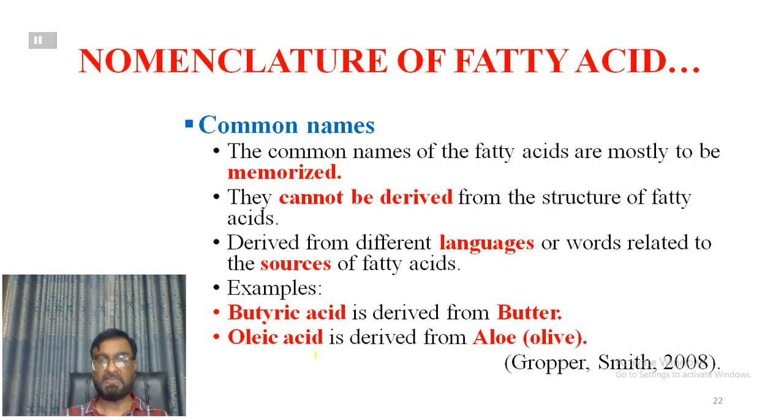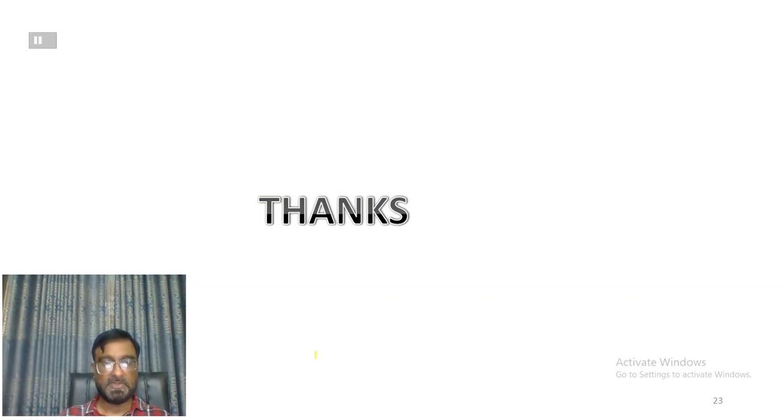The common names I have provided you in the class notes. You should memorize the common names of the fatty acids. These cannot be derived from the structure of the fatty acids. There are some common names that are associated with the sources. For example, butyric acid is abundantly present in butter, so its name is butyric acid. Oleic acid is derived from olives, so it is called oleic acid. So thanks.